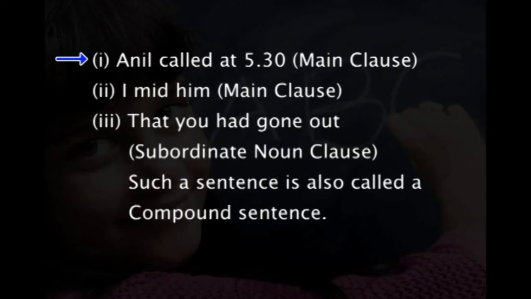Now, sentence 6 consists of 3 clauses. Let us look at part 1. In part 1, "Anil called at 5:30" is the main clause. Part 2, "I met him," that is the main clause. Part 3, "that you had gone out," is the subordinate noun clause. Such a sentence is called a compound sentence.